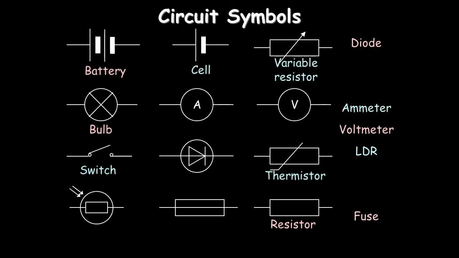Therm meaning heat, so it's a resistor that depends on heat. And the last one is called an LDR resistor, with arrows coming in to represent light. So it's a light dependent resistor. More light on it changes the resistance.